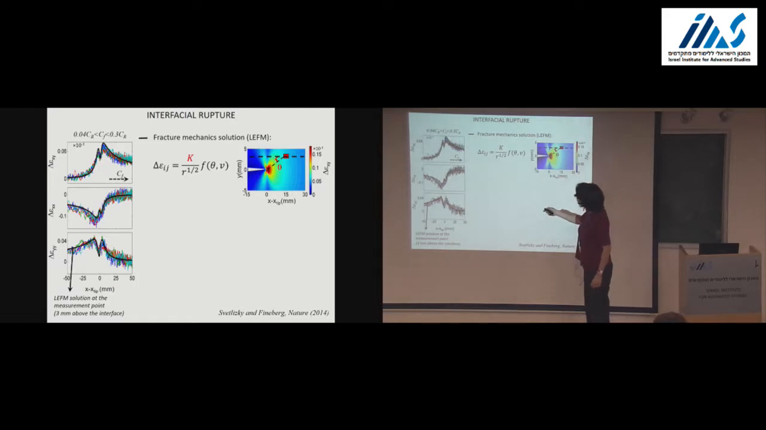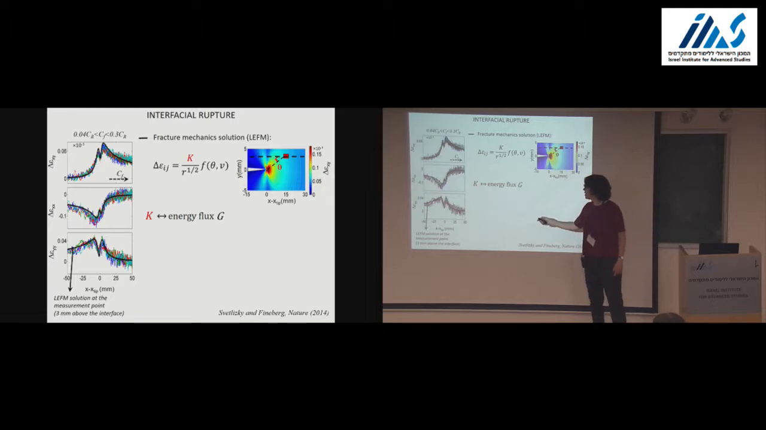Here we have the 3 components of the 2D strain tensor as the rupture propagates. The rupture tip is at 0 here. And the black line here is the fit of the LEFM solution. You see that the agreement is excellent. And here there is only one fitting parameter, K.